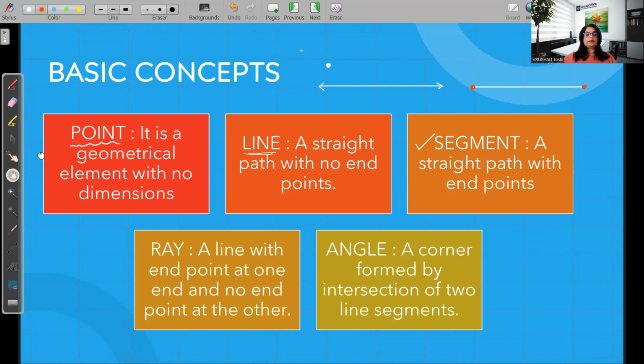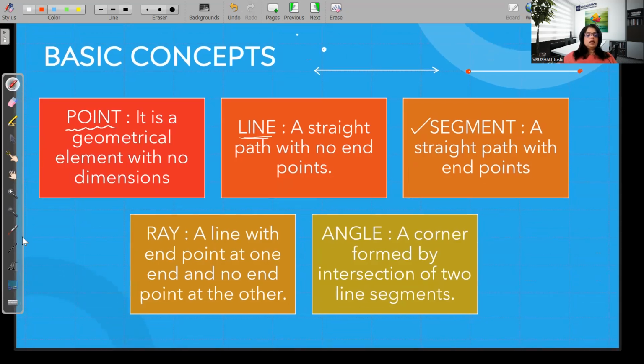Talking about a ray. What is a ray? A ray is a mix of a line segment and a line, so to say. If you draw a straight path, you put an arrow at one end and you put the endpoint at the other end. So this is a ray.